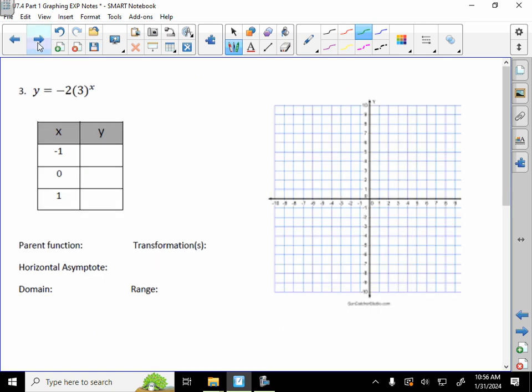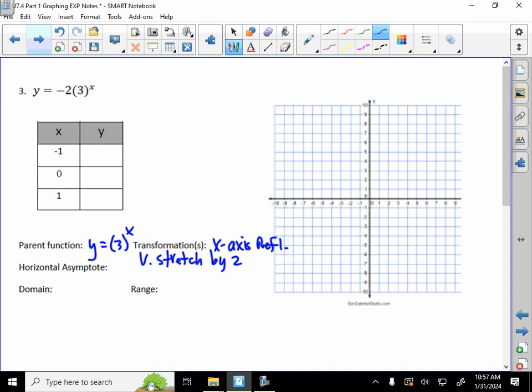All right, so number 3, y equals negative 2 times 3 to the x power. So the parent function, again, is y equals b to the x. So in this case, it would be y equals 3 to the x power. Now, there are some transformations occurring. The negative, again, will do an x-axis reflection. And then the 2, since it's bigger than 1, is going to do a vertical stretch by 2.